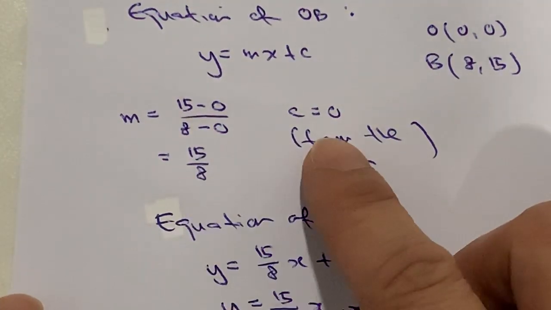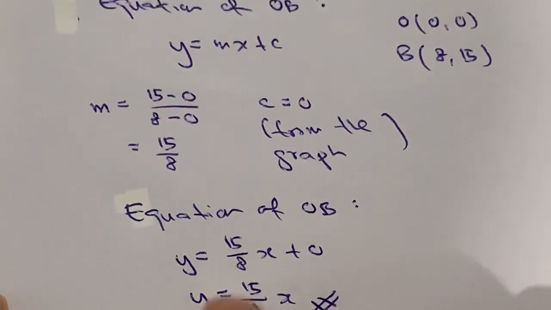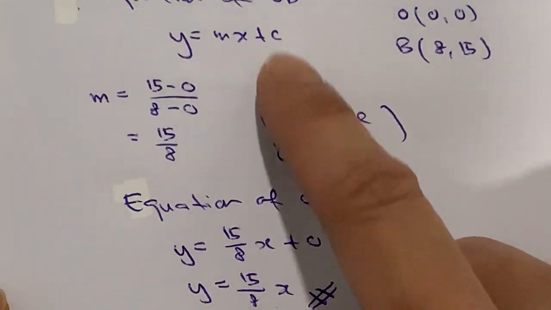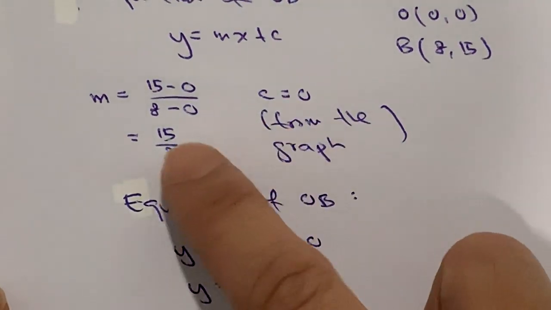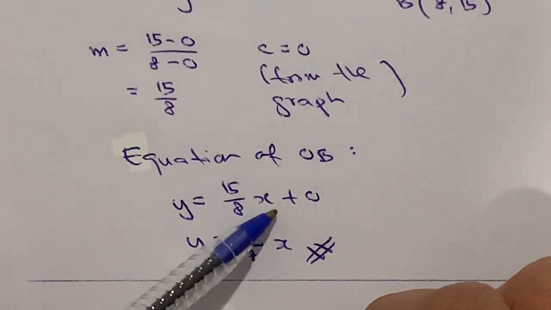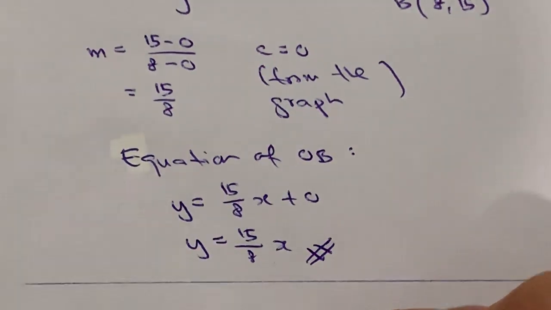So once you get the value of m and c, put it inside y equals mx plus c. You will get m being the value of 15 over 8 and c will be 0. So this is from the two values here. And simplify, remove the plus 0, you get y equals 15 over 8x.